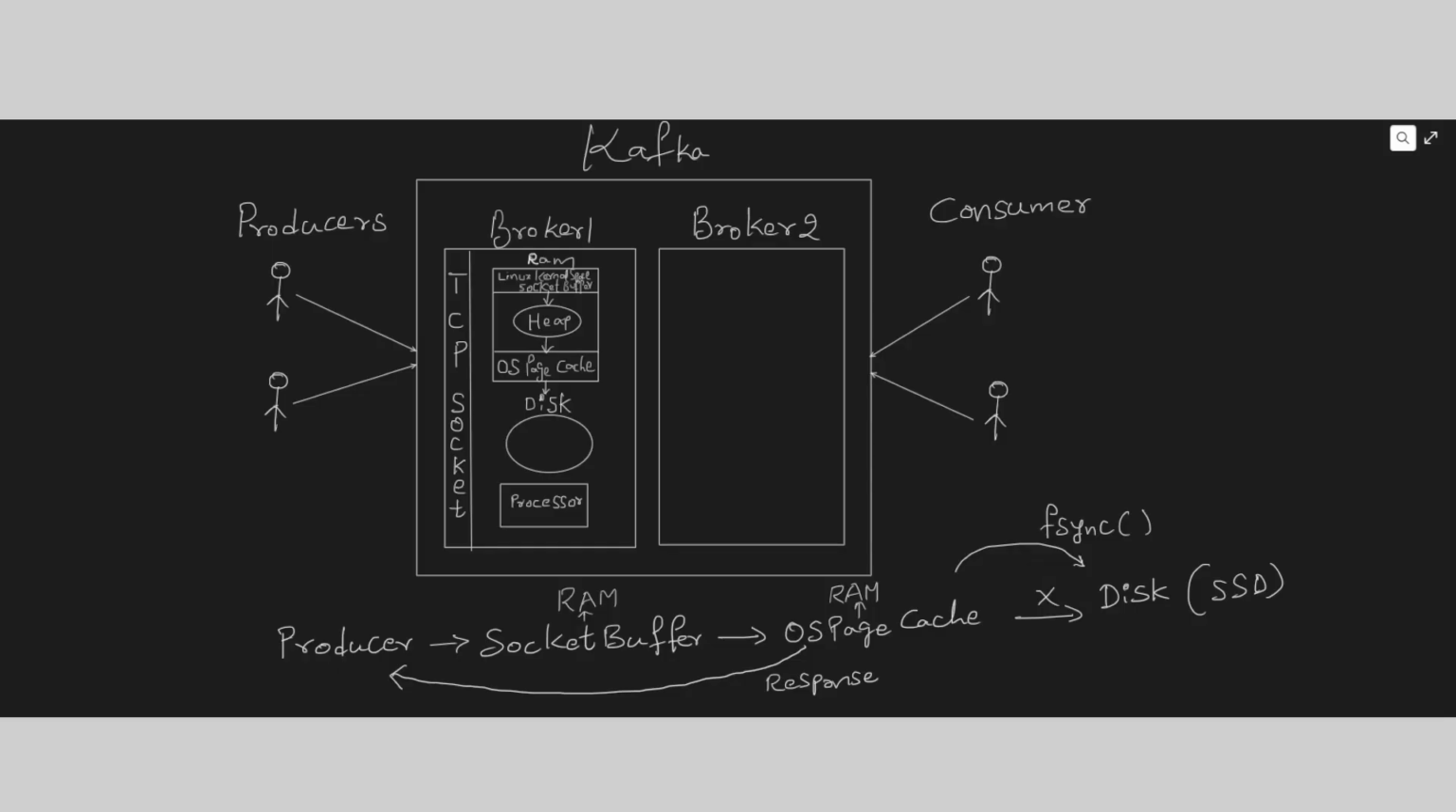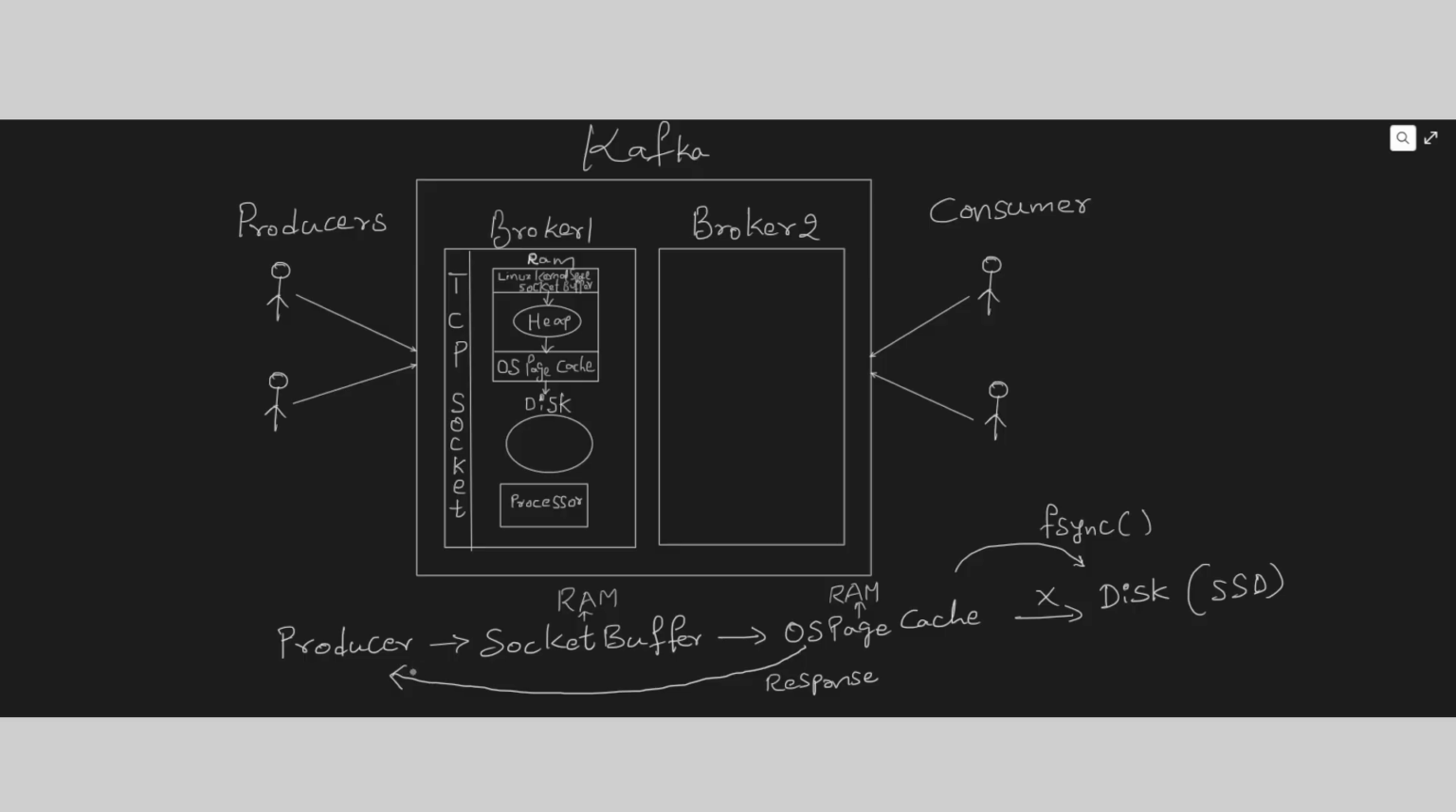Before watching this video, I highly recommend you watch my previous video where I explained why Kafka is so fast. In that video, I explained that when a producer tries to send a message to the Kafka cluster, it will be inserted into the OS page cache and right away it will send the response to the producer. It won't insert into the disk right away. The disk insertion will be done asynchronously using the fsync function. So this is how we achieve high performance in the Kafka cluster.